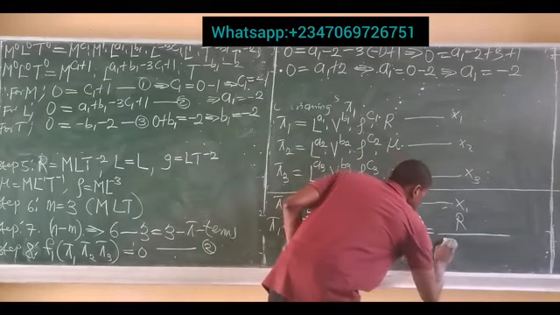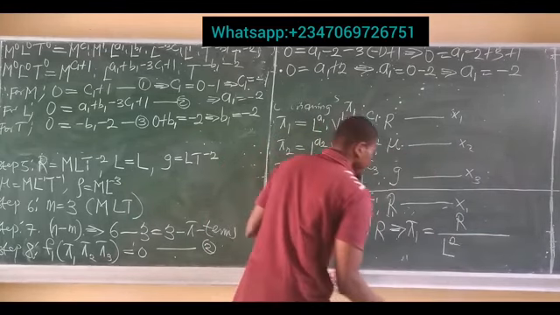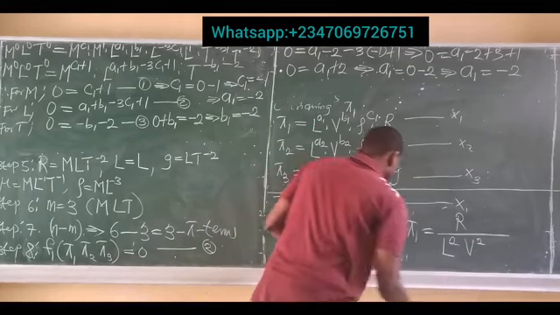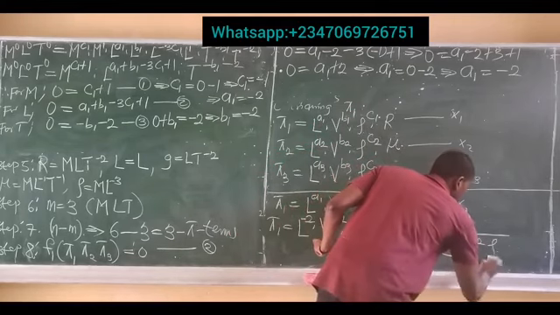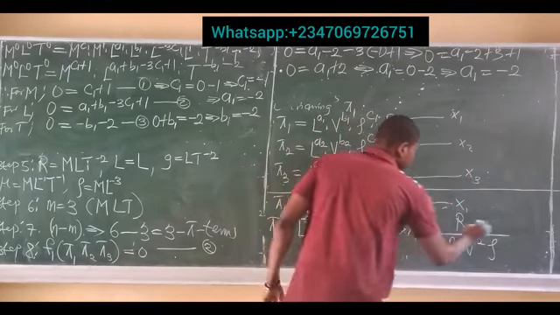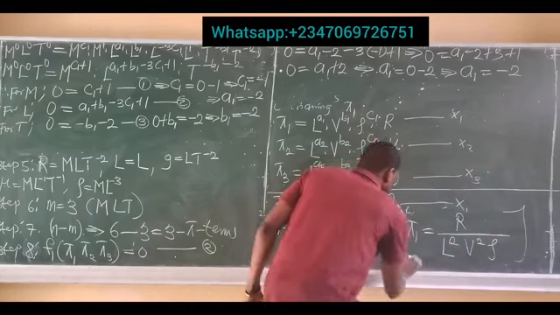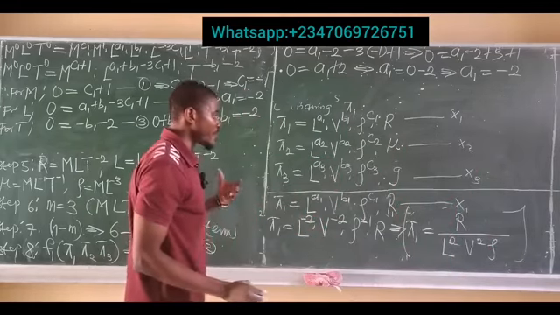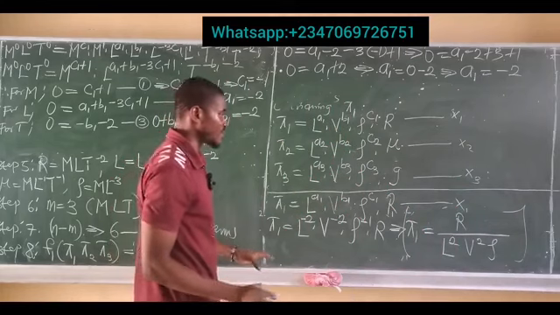this is L to the power of 2, this is V to the power of 2, and this is rho to the power of 1. So this is our pi1. It's as simple as this. Repeat the same procedures for pi2 and pi3.